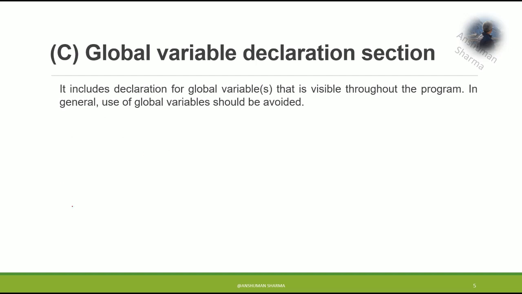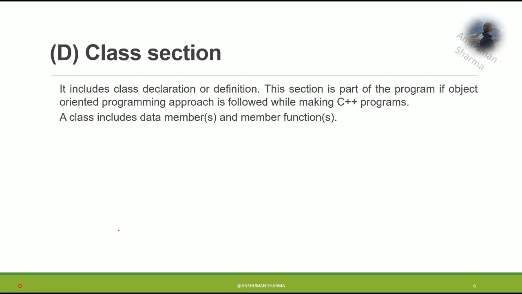Next section is the class section. Now C++ is object-oriented programming and we have to create most of the program using classes. So most of the programs will be discussed with respect to classes, and in that context we'll be seeing these programs also. It is an important section of your code and it includes a class declaration or definition. You can add all the class definitions, and that particular section of the program is considered the class section, and this is part of the program if an object-oriented approach is followed.